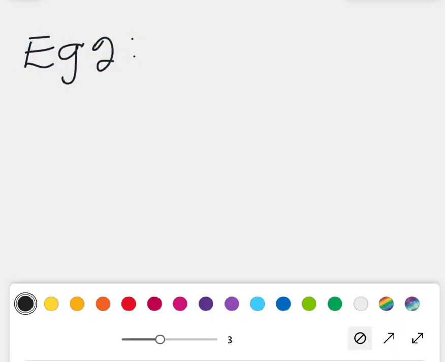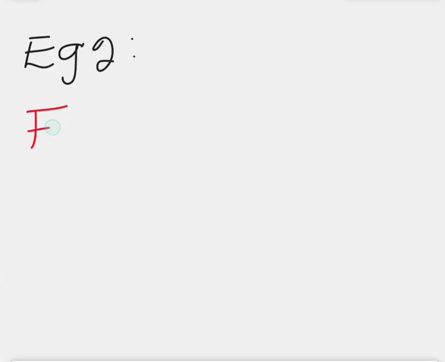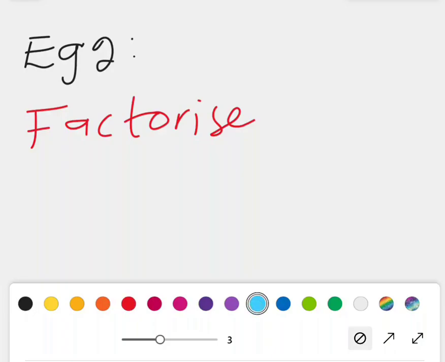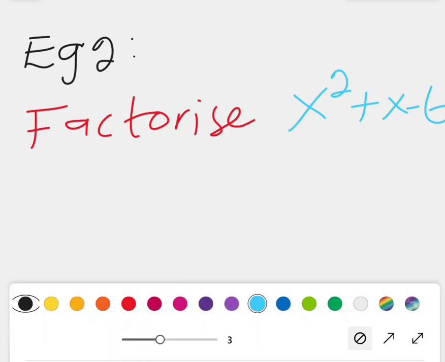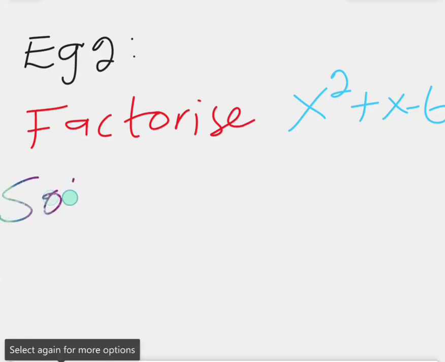Now let's take another example. The second example I want us to look at is example 2. We're going to factorize the expression x squared plus x minus 6. So this is what we're going to factorize. Now I need my solution. So I have solution. Good.